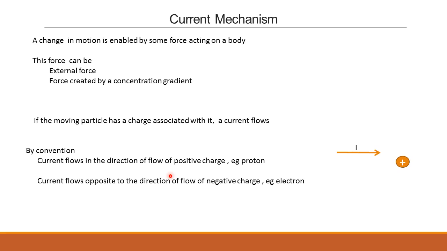Current flows in the opposite direction of flow of a negative charge. For example, an electron. If an electron moves from left to right, the current flows from right to left. The current directions that we have chosen here are actually conventions only. Almost everybody follows these conventions. You could also have the opposite, because current is just a way of saying the positive charges move in one direction and negative charges move in the opposite direction. But you could have the other way around. But everybody uses this, so we'll also stick to it.